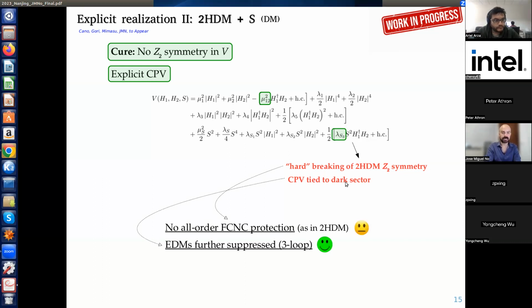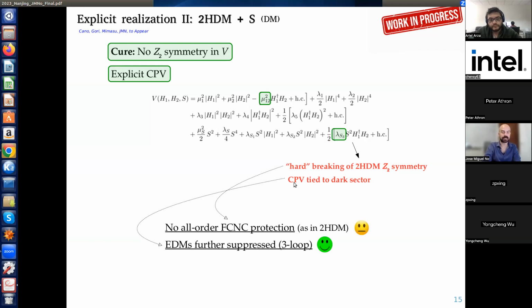Now, the fact that there is a hard breaking means that there is no protection in your model against flavor changing neutral currents at all orders, like happens in two-Higgs doublet models of type 1, type 2, etc., even with a softly broken Z2 symmetry. So if you have this scalar potential at tree level, you will induce at one loop scalar terms that only involve the doublets and that also break this Z2 symmetry in a hard way, and then at yet another order, you will induce flavor changing neutral currents. So they are suppressed as compared to what you expect in a general two-Higgs doublet model by one loop, because of this hard breaking being tied to the dark sector. But it is only one loop.